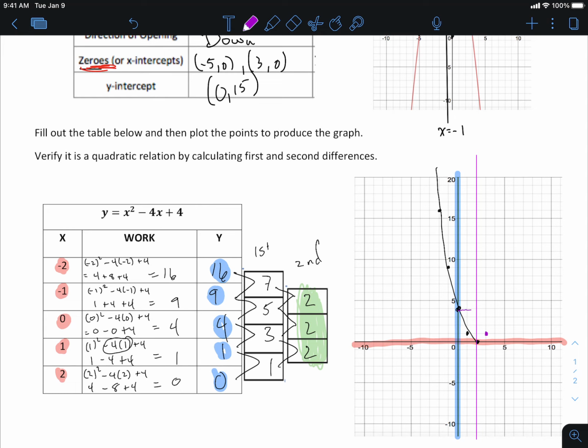How far is this point away? 2 away. How far from here to here? 3. How far from here to here? 4. All right, and it's at the same height. It's not going to draw its line.